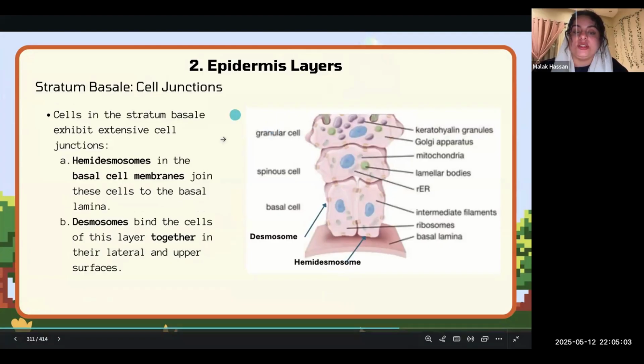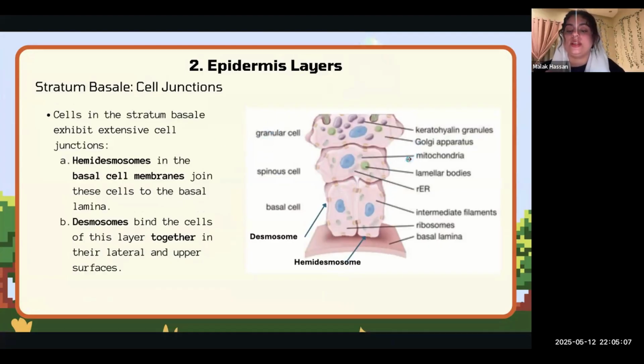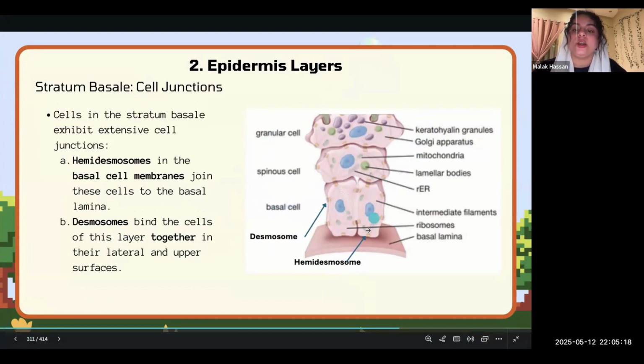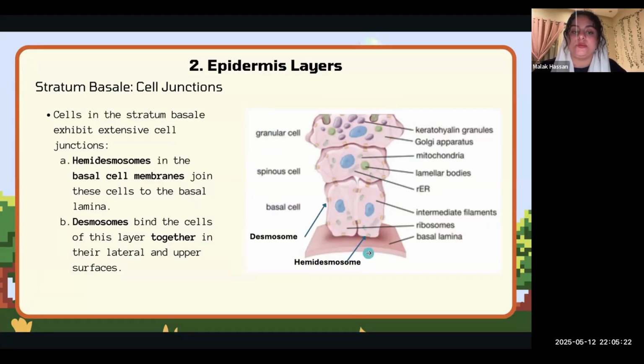Now, what are the cell junctions? In the stratum basale, they have a lot of cell junctions because you don't want anything to get past the skin or break through the skin. So you have cell-to-cell junctions, which are the desmosomes. They bind the cells to each other, and the hemidesmosomes, which bind the basal cell to the basal lamina.